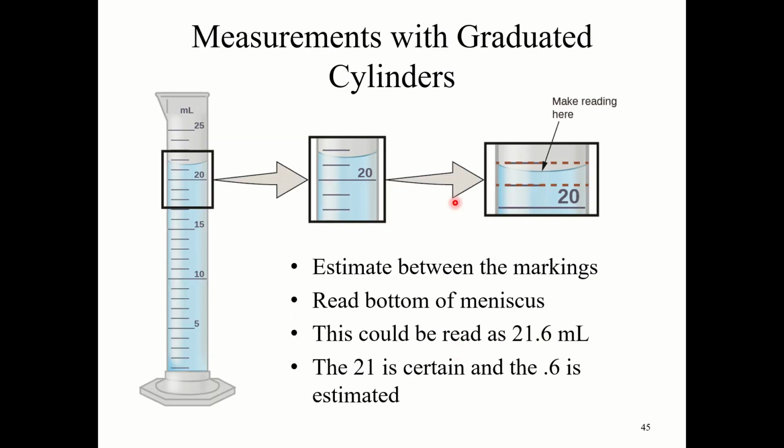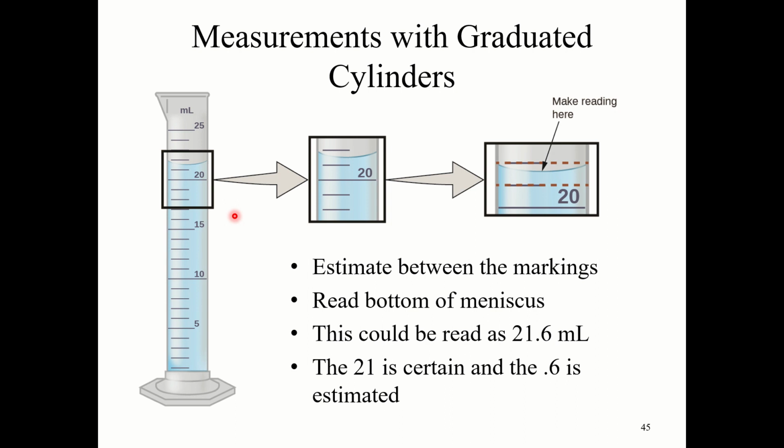If we were doing this with a graduated cylinder, same idea. Estimate between the markings and go 1 digit beyond what you are certain of. Now it's important with graduated cylinders that you read at the bottom of the meniscus. So a meniscus is this sort of elliptical-like shape. This happens because of surface tension, where the liquid will kind of grab onto the side of the walls of the container. So you want to make your reading at the bottom of the meniscus.